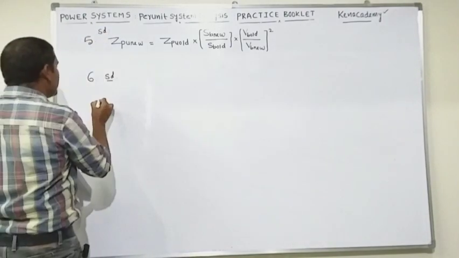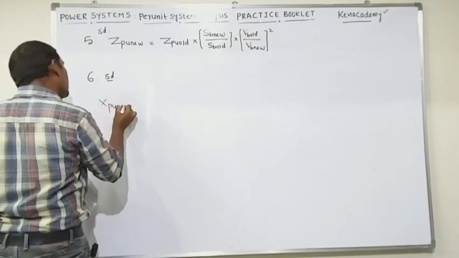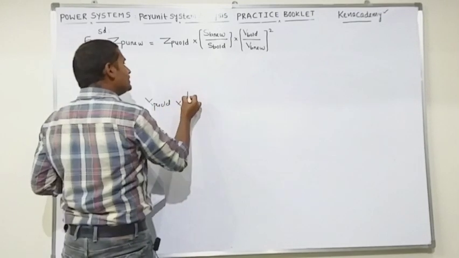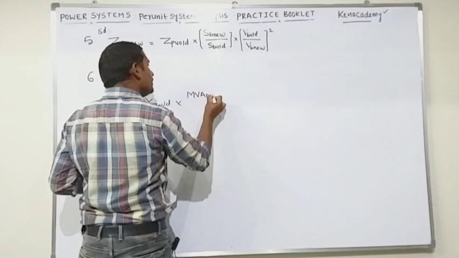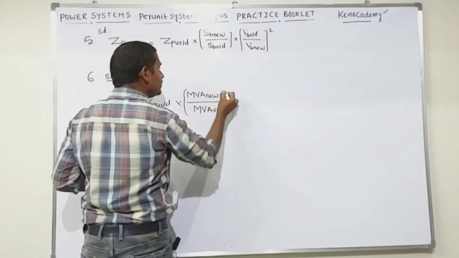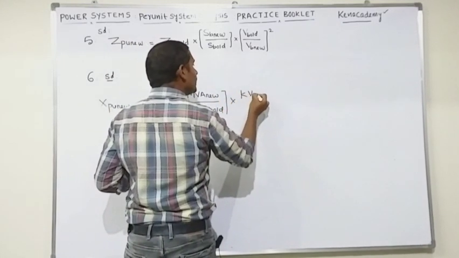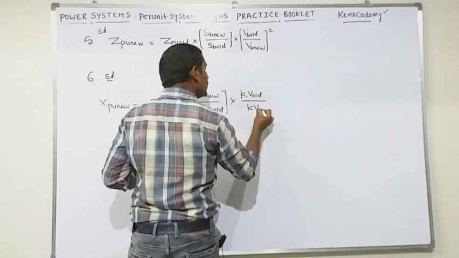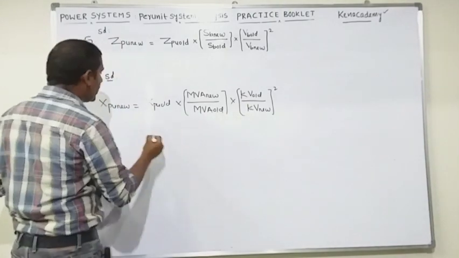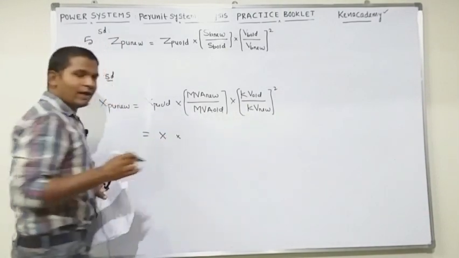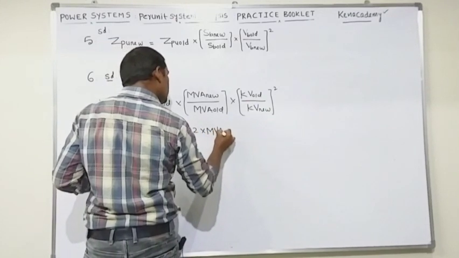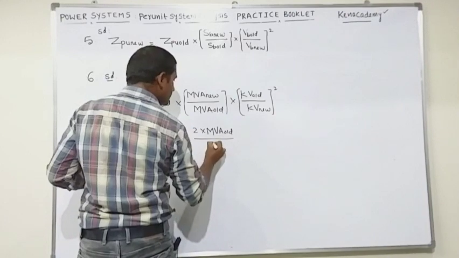Then what is the X per unit new equal to? X per unit new equal to X per unit old into MVA new by MVA old. This formula you know. MVA old into KV old by KV new whole square. Initial value of X per unit, what is it given? X is given. MVA new is 2 times MVA old. This is MVA old.